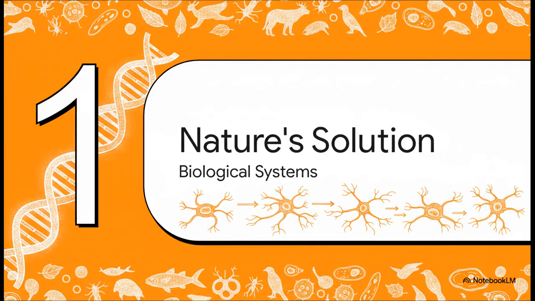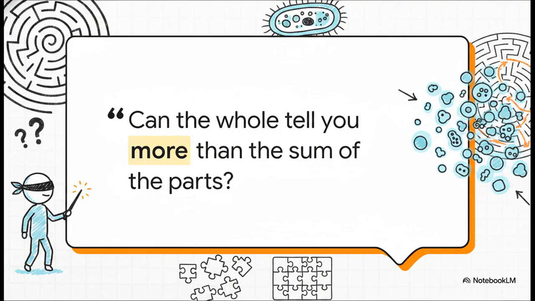Section 1. Nature's ultimate solution. So, to solve this absolute computational nightmare, we have to pivot away from traditional math and look toward a masterclass in adaptation: biological systems. This brings us to the fundamental question behind population-based methods.